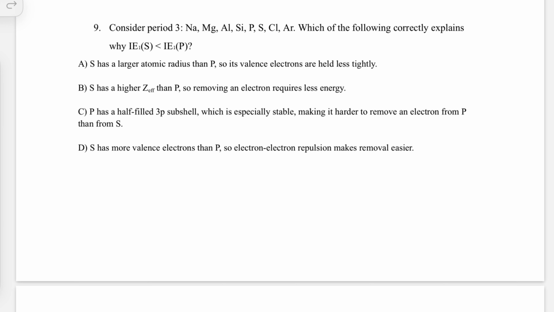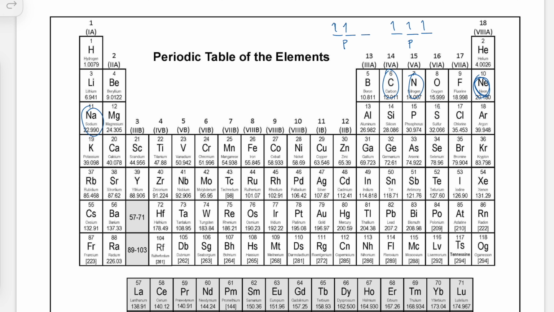Question 9, consider period 3. Which of the following correctly explains why the ionization energy of phosphorus is greater than the ionization energy of sulfur? So A, S has a larger atomic radius than P, so its valence electrons are held less tightly. This is not true because sulfur is smaller than phosphorus, because it has a higher effective nuclear charge, so it has a smaller radius.